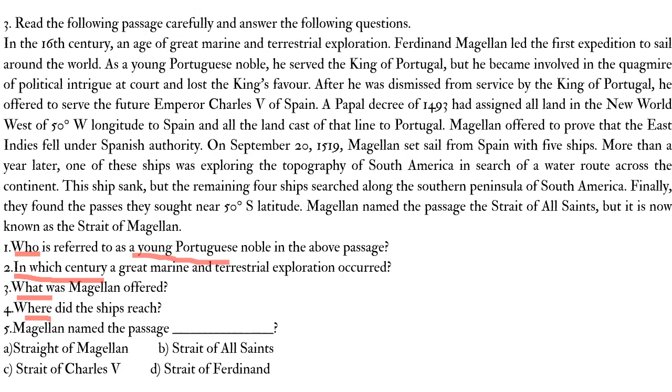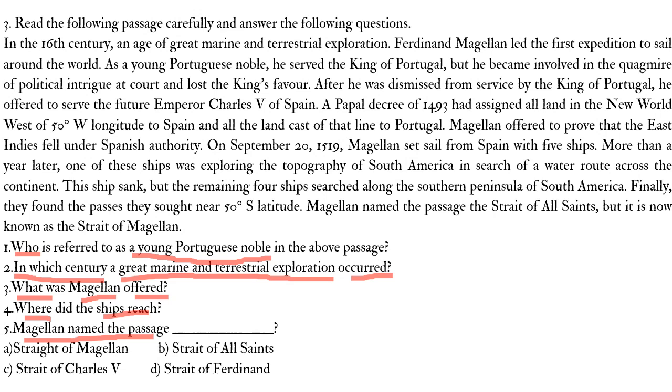This is a keyword: a great marine and terrestrial exploration occurred. These are also keywords: Magellan, offered, ship's reach. Okay, Magellan named the passage. So these are the keywords. Now with the help of these clues, we can locate the answers thoroughly. Sometimes we can get the answers very easily. Sometimes we need to go for intensive reading.